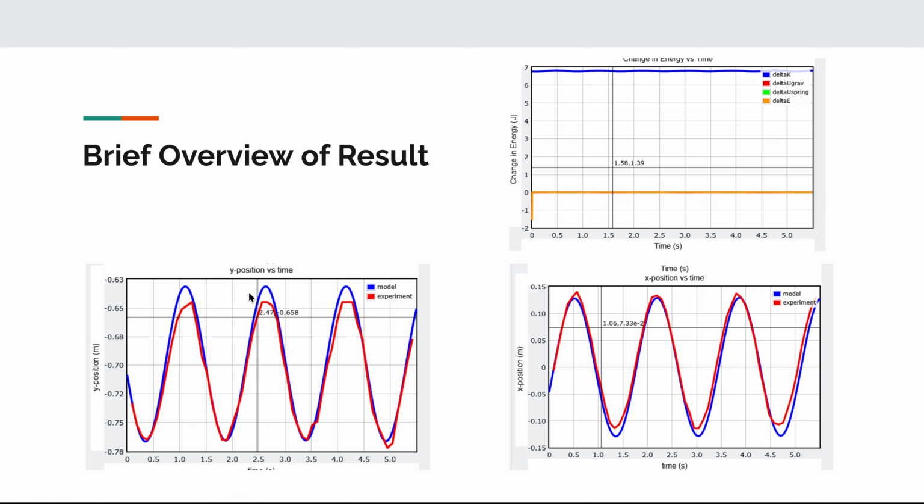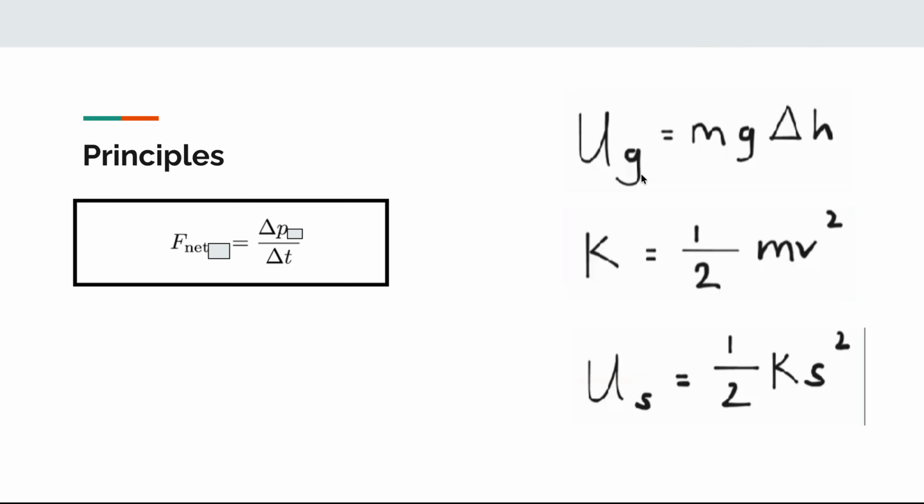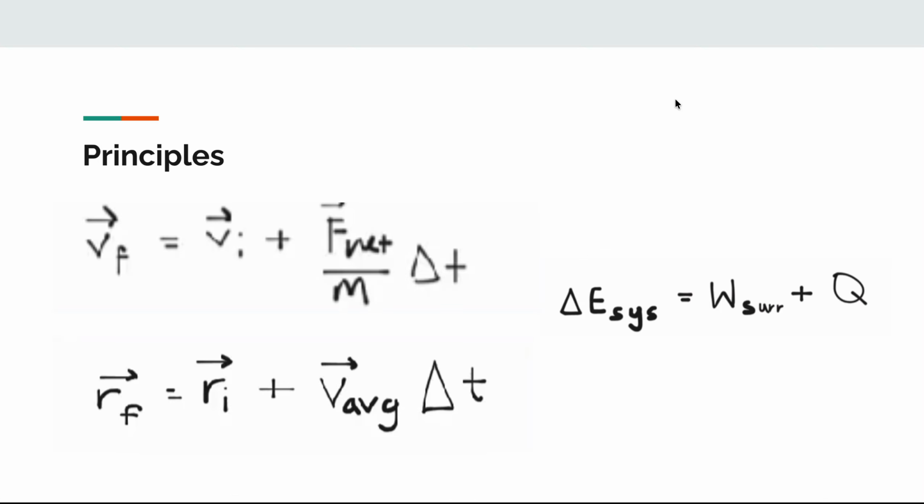On the bottom over here, we have the y position versus time, here the x position versus time, and this is just the change in energies. Some fundamental physics principles: first, we have the momentum principle, and then the gravitational potential energy equation, the kinetic energy equation, and the spring potential energy equation. These all come from the momentum principle, and they'll be important in this lab. The velocity update formula and the position update formula will also be important to calculate the motion of the object in the computational model.